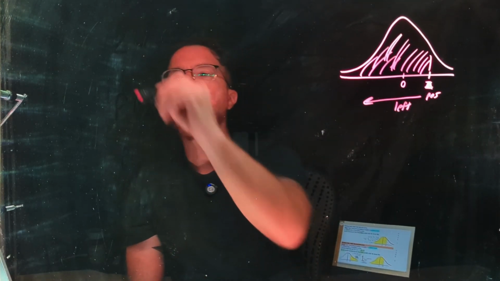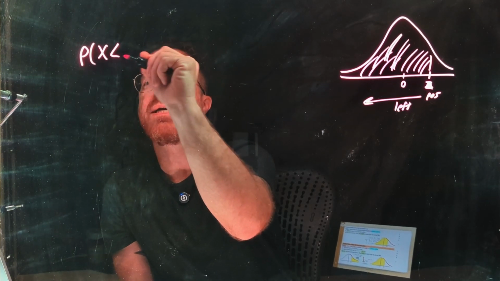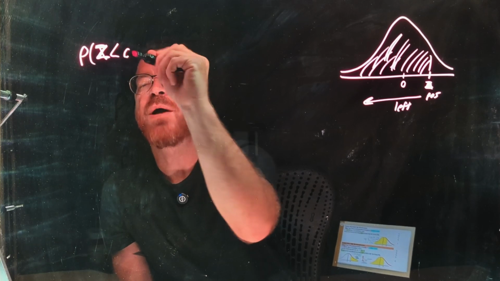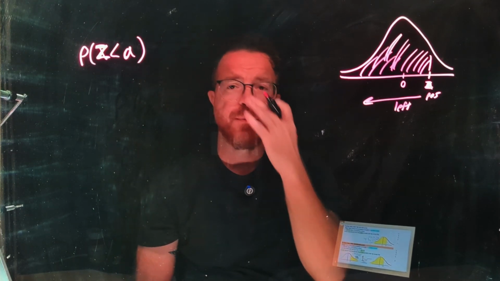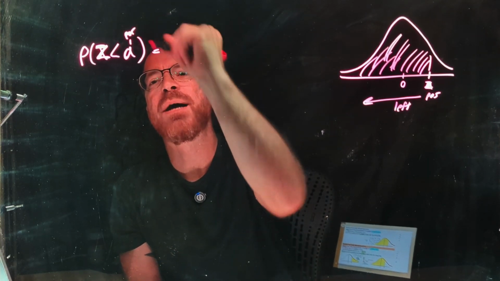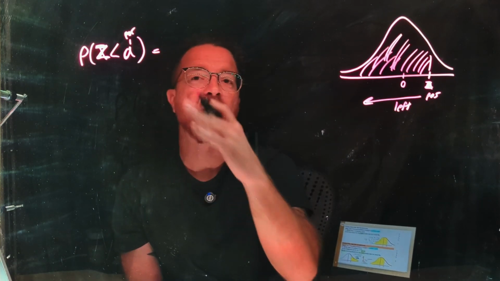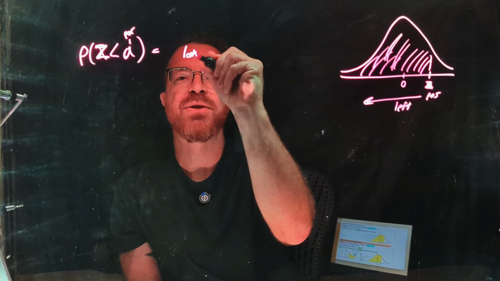So the first example would be if we have something in the form of the probability that z is less than some positive a value. Well, in this case, this a value is already positive, so we're good in that regard, and it's looking to the left, because less than or equal to is to the left. In this case, you can just look it up in your table.